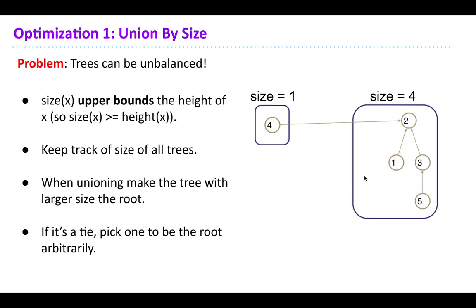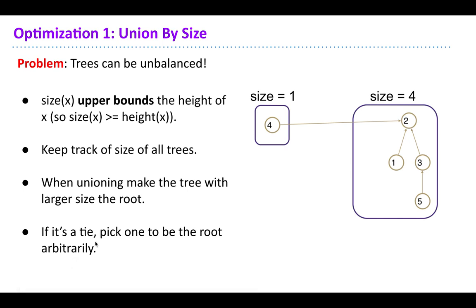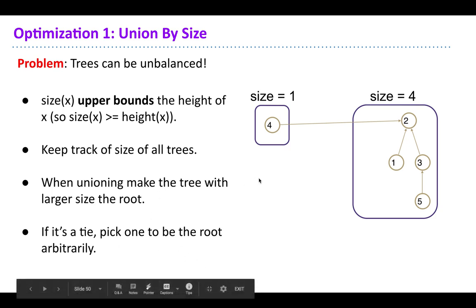And if there's a tie, just pick one to be the root arbitrarily. If there's a tie, the height is going to have to grow, but that's okay. So this is our first optimization: when unioning, always choose the smaller sized set's representative to point to the larger sized set's representative. That's our first optimization.